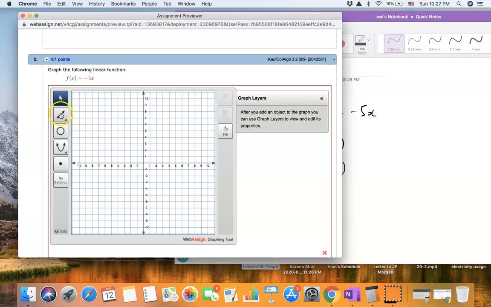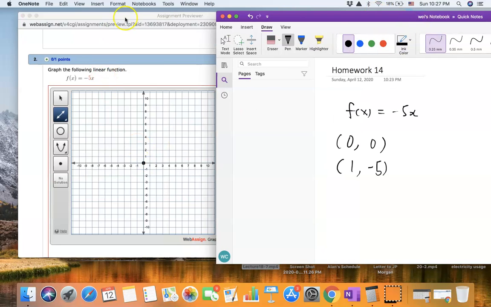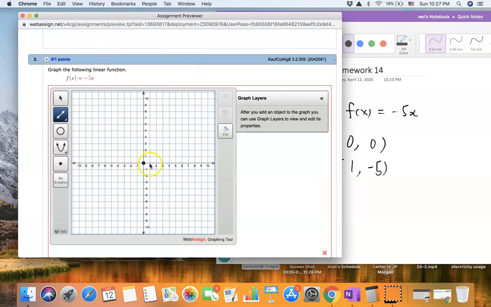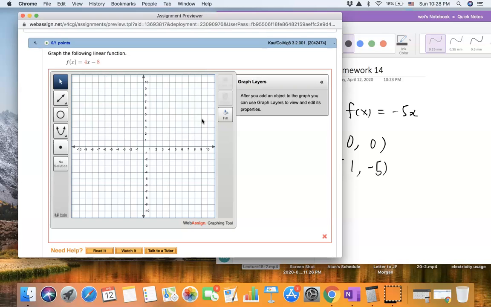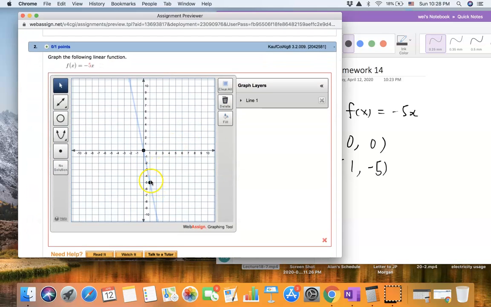So first we're gonna click on this. Okay, make sure it turns blue. And then I click on the point 0, 0 and 1, negative 5, which is here. So this will give me the graph of this function. Some students told me when they are using this tool, it's very inconvenient for them to click on the right point.